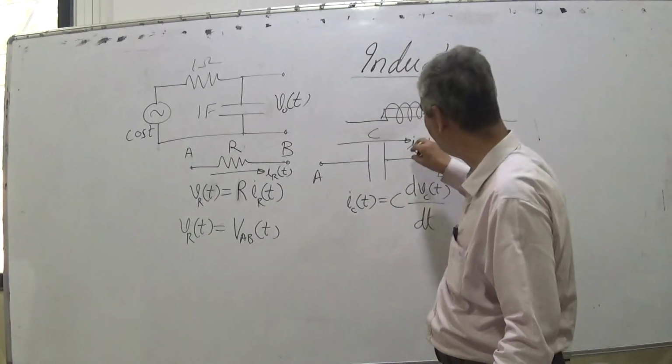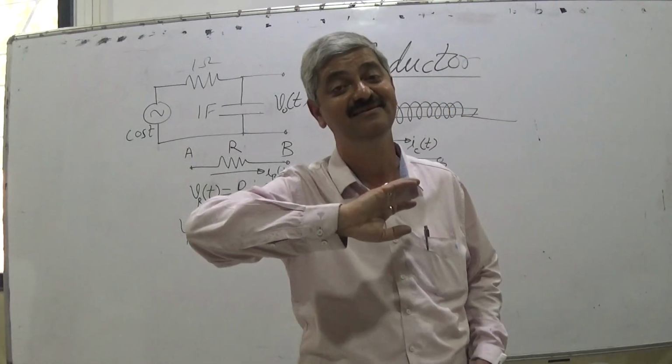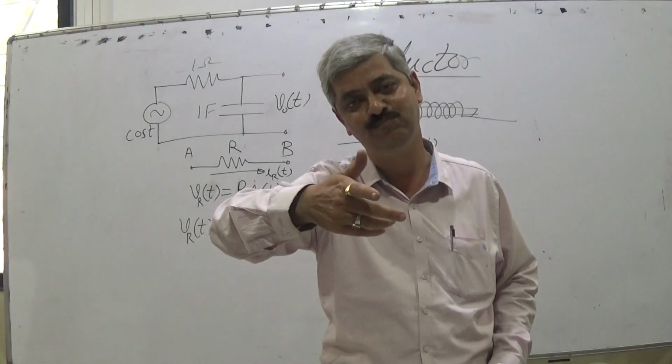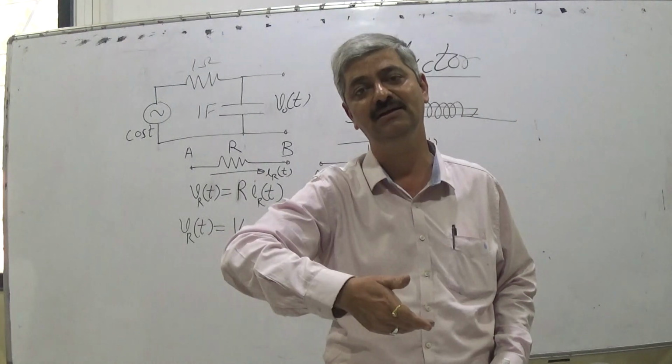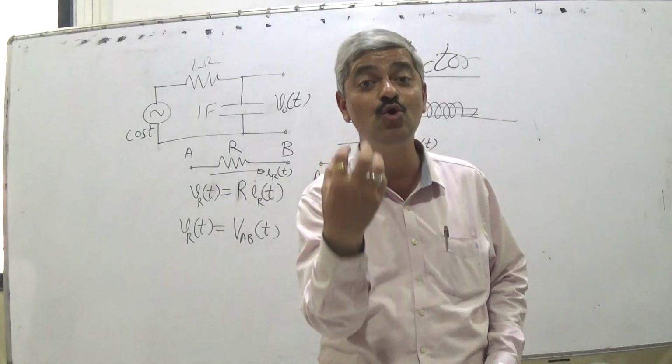I can say, equivalently, if I put one ammeter here and one ammeter here, both ammeters will show the same reading. So current flowing through a capacitor is just a pseudo observation.